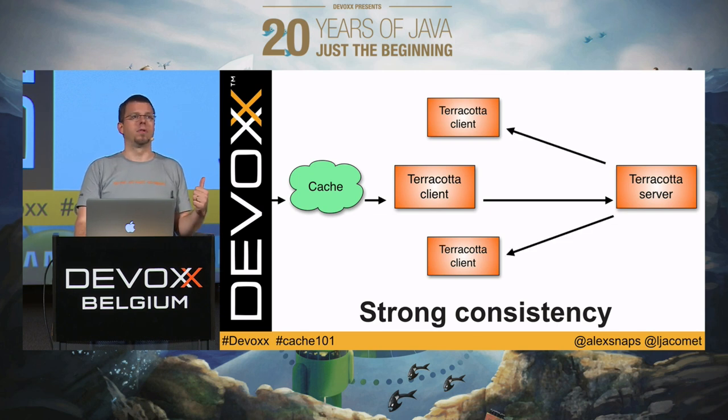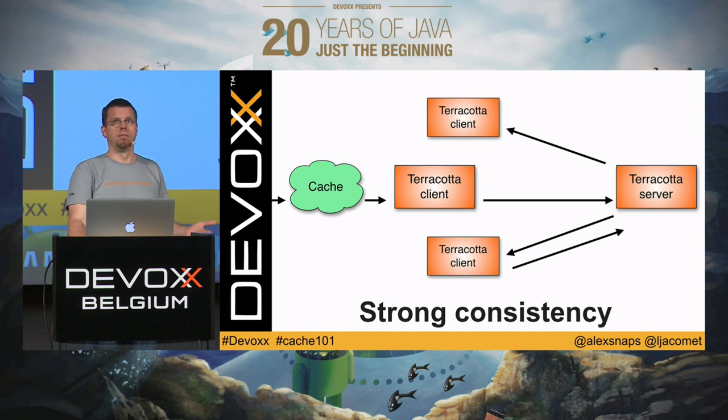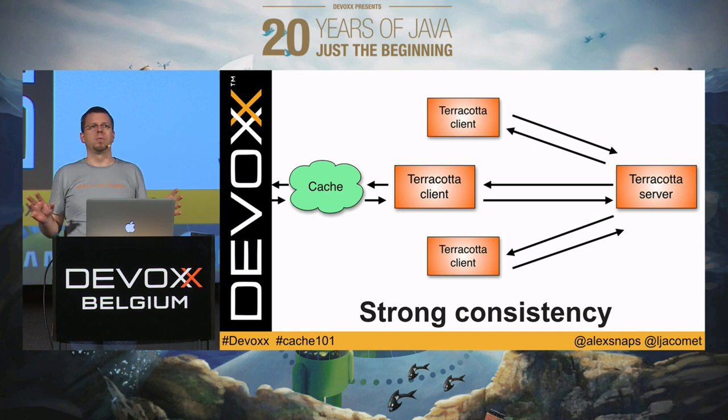And since we want strong consistency, we can't return to the client. We have to wait for all the clients to be properly invalidated, which can be costly. One client may answer fast, but another one may be busy and take more time to answer. And once you're done, then you can go back to the Terracotta client and let the cache know, oh, we're done. You've done the put. And no one else in the cluster, I mean, we've established a strong happens-before relationship, which is hard to observe from the outside, but we have it internally.